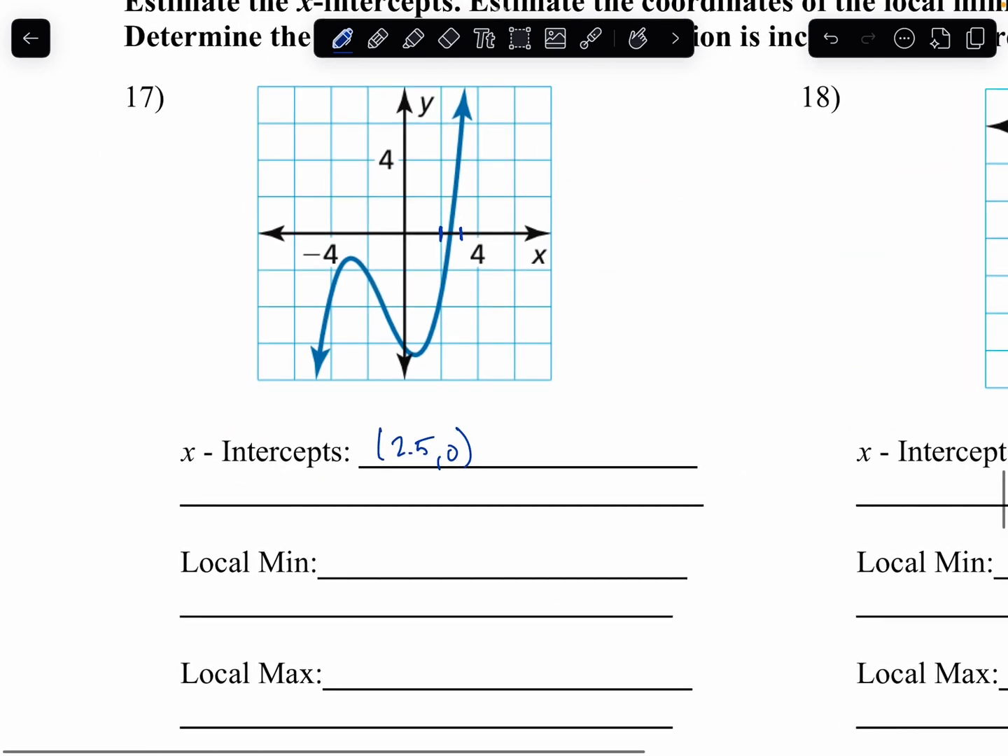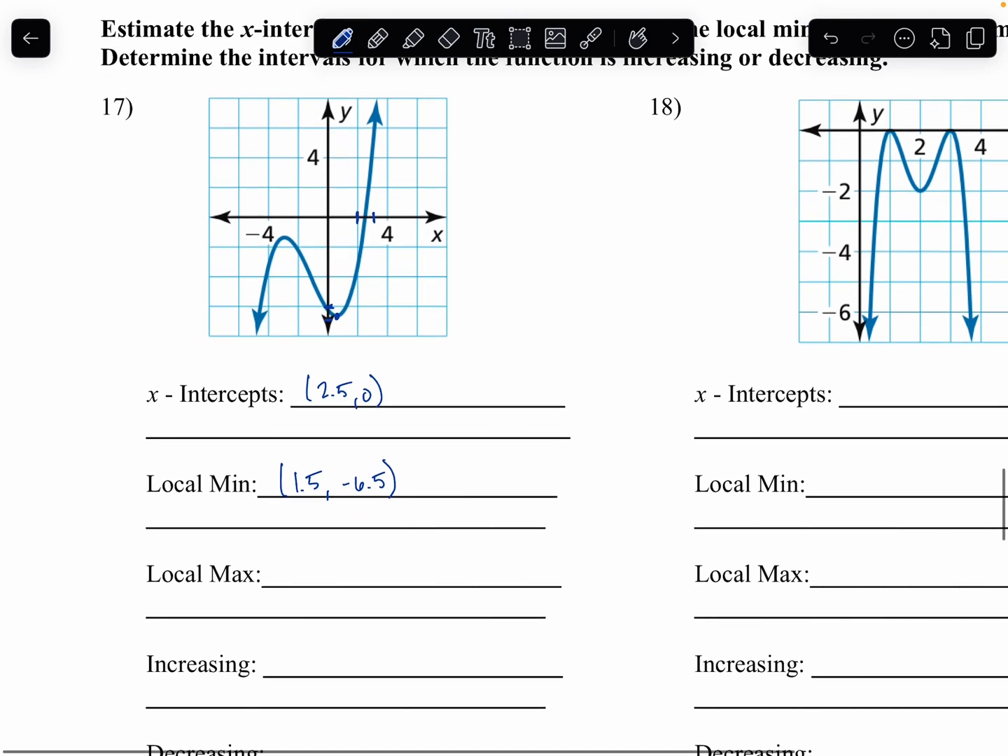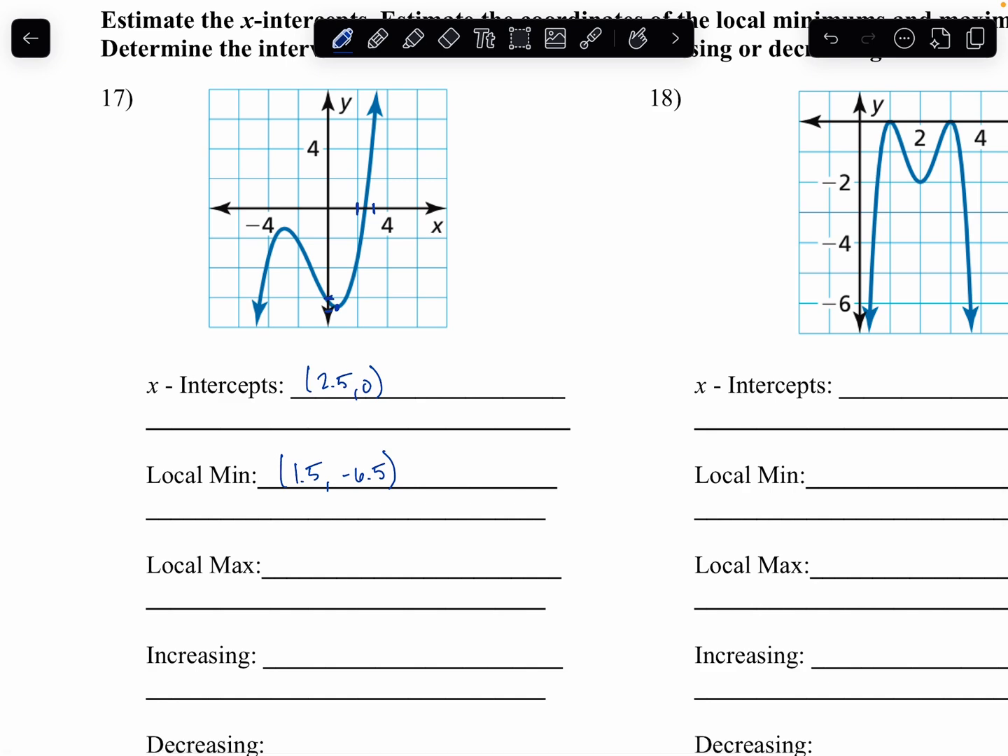The local minimum is right here. And so maybe that's at the point 1.5 comma, so the y value, this is 2, 3, 4, 5, 6. This would be 7 and 8. So it might be like, if this is negative 6, this is negative 7, somewhere between there. So like, I don't know, maybe negative 6.5. If you have a value in between negative 6 and negative 7, I think that will be okay.